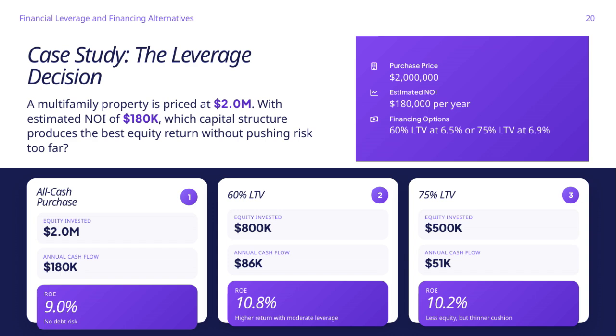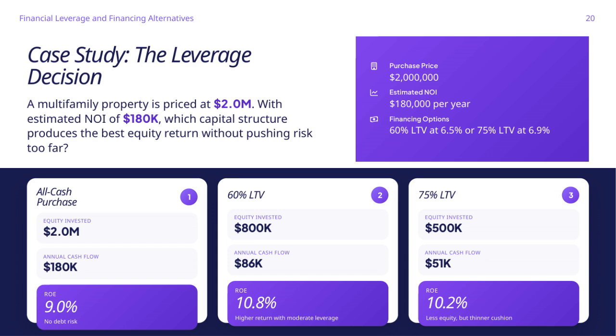The third option is to increase leverage to 75% LTV and an interest rate of 6.9%. Here, your equity investment drops to $500,000 with annual cash flow at $51,000 and a return on equity of 10.2%. While this higher leverage reduces your equity outlay, it also means a thinner cushion and increased risk. In summary, while the all-cash purchase eliminates debt risk, introducing moderate leverage can improve equity returns significantly. However, pushing leverage too high may diminish your risk margin.